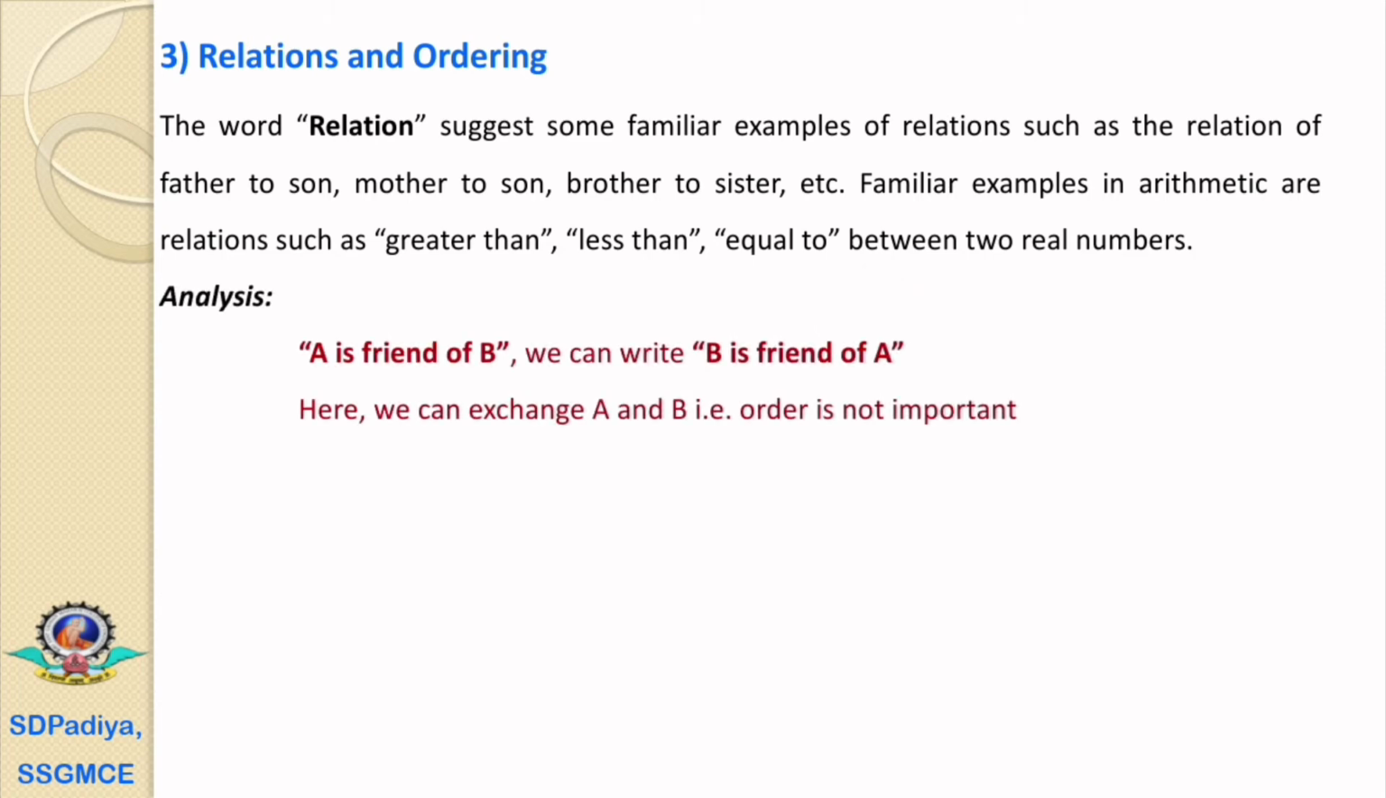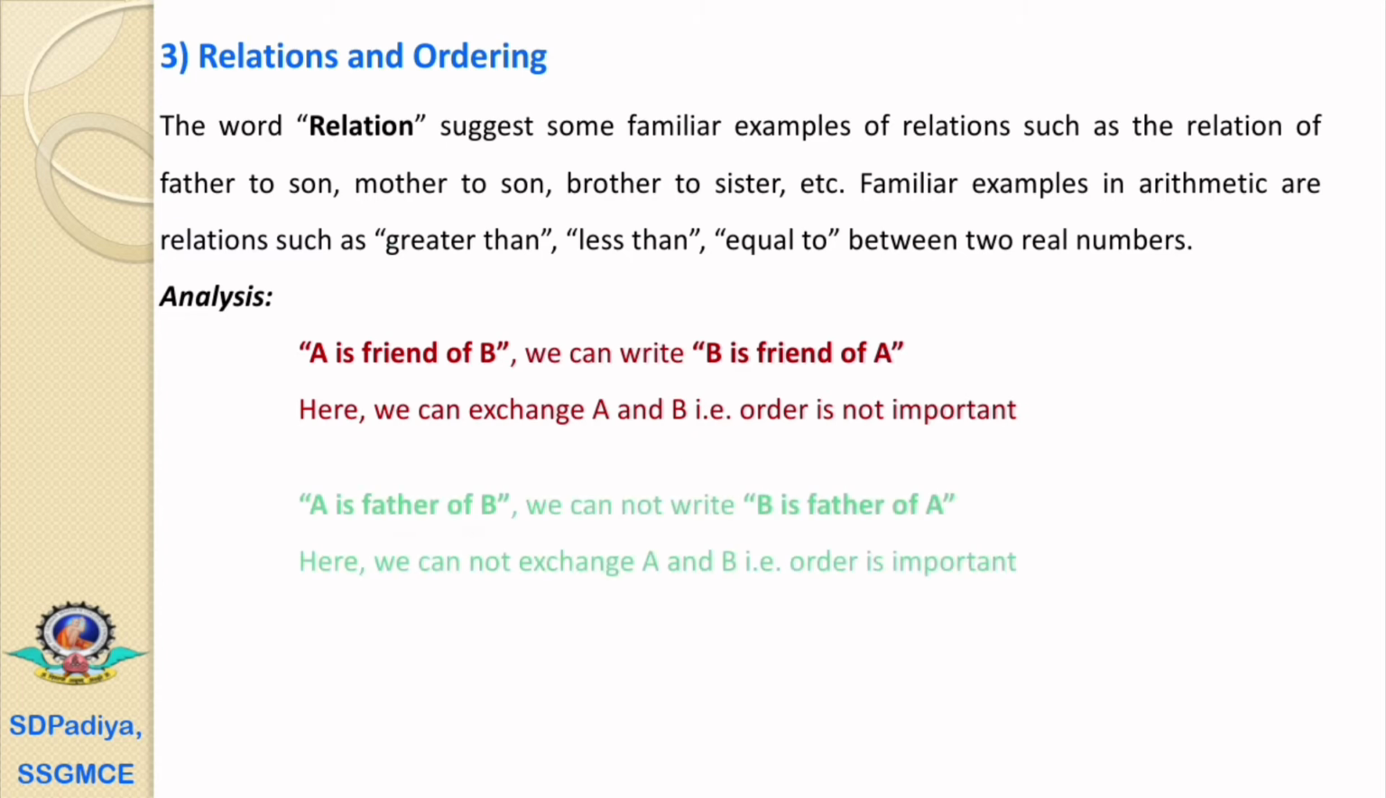If we analyze the relation, then A is a friend of B, then we can write that B is a friend of A, right? Here we can exchange the A and B. That is, the order is not important. If A is a friend of B, then obviously B is also the friend of A. But if we have the second example, that A is a father of B, then we cannot write that B is a father of A. Here we cannot exchange the A and B because for the relation father, order is important. That A is a father of B, then B is not a father of A.